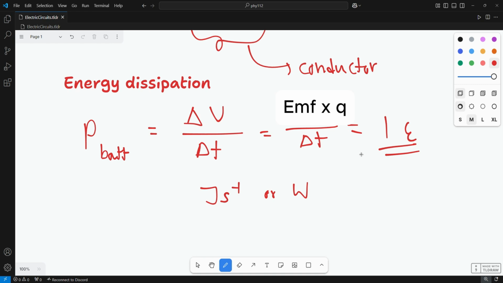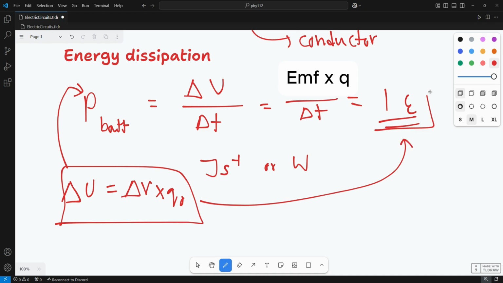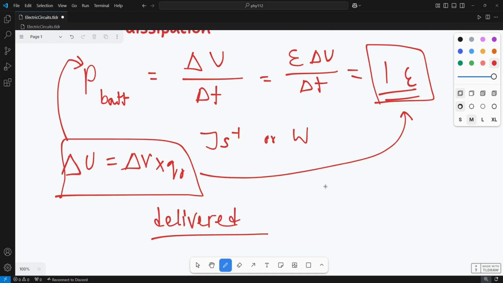You can use whatever you want, because we know that delta U is equal to delta V times charge. So we can use this and apply it here, and we'll get that the power of the battery is I times the EMF of the battery. So this is the delivered power, what the EMF is delivering to us. This is the delivered power of the battery, which is I times the EMF.